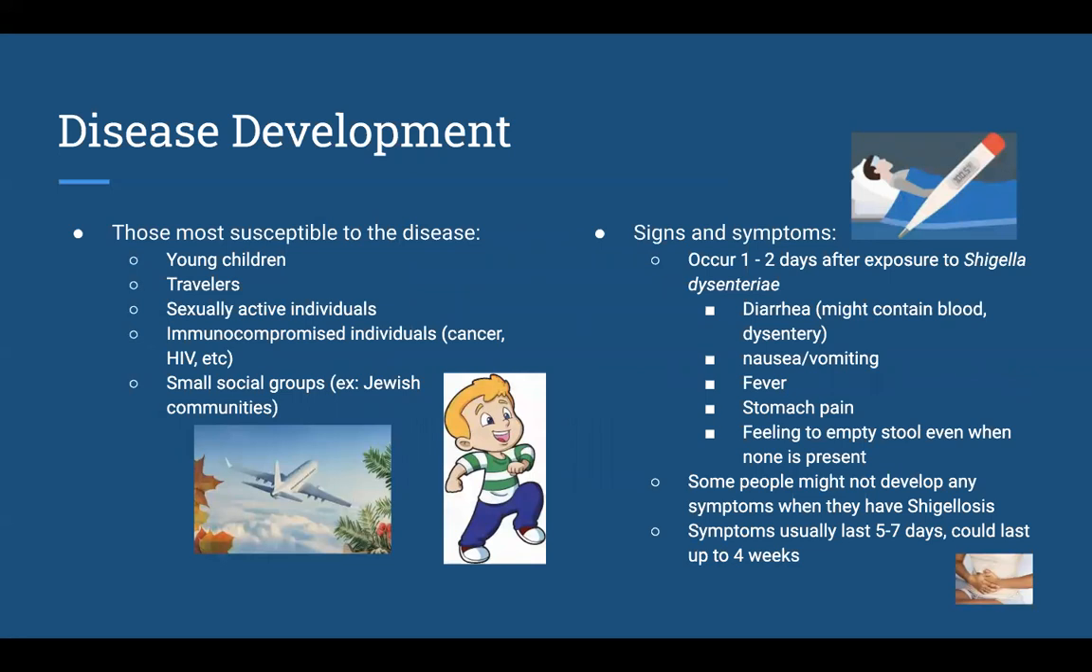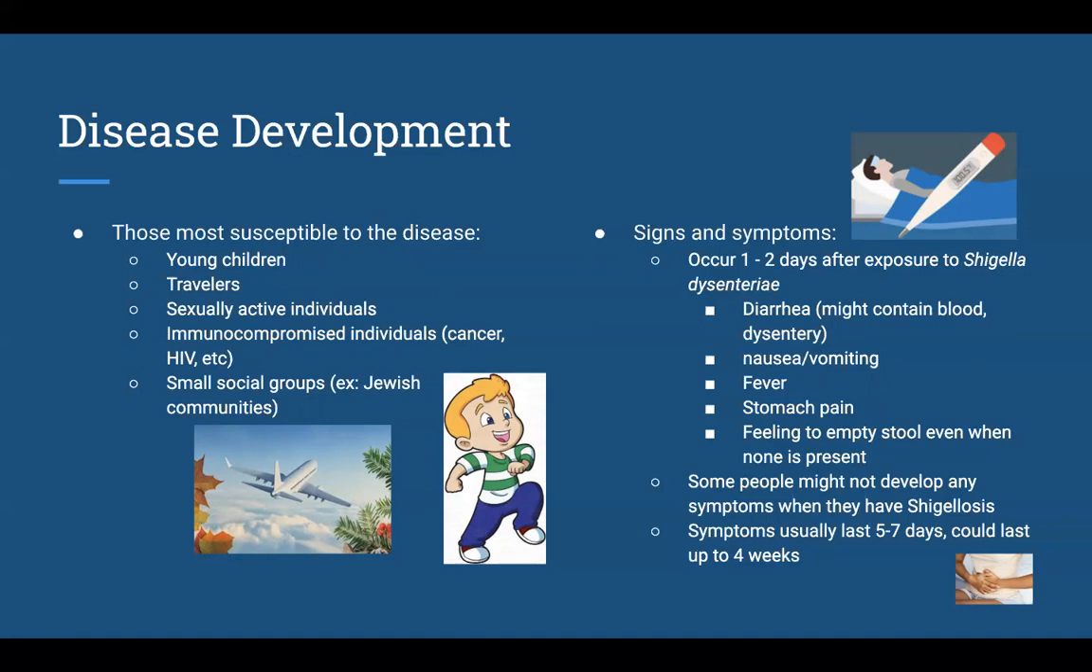Those that are most susceptible to the disease are young children, those that like to travel, especially to third world countries where the disease might be more prevalent, those that are sexually active, those that are immunocompromised, such as those with cancer or HIV, and small social groups that tend to be in close contact with one another, such as Jewish communities. Signs and symptoms of the disease can occur 1 to 2 days after exposure to the bacteria.